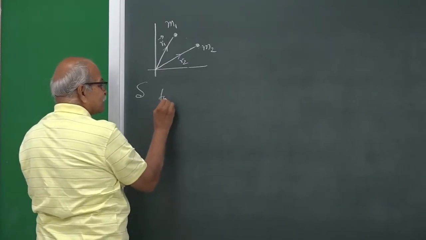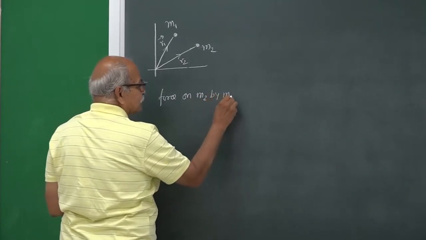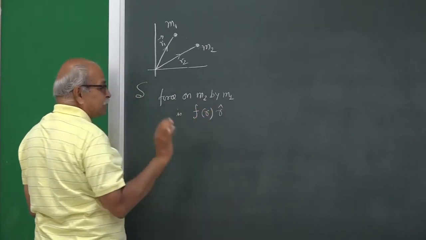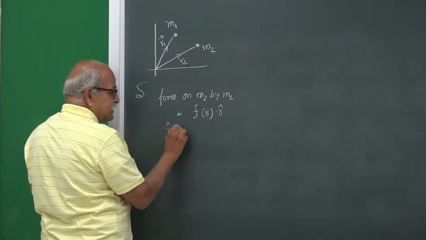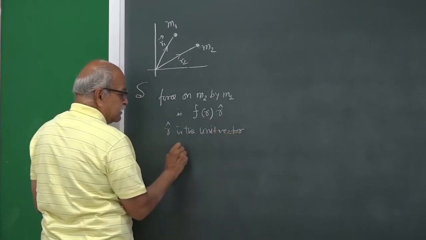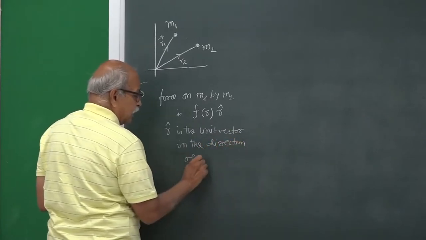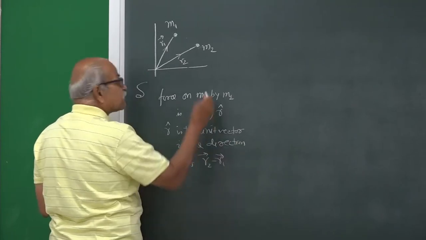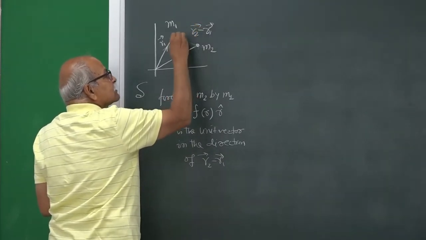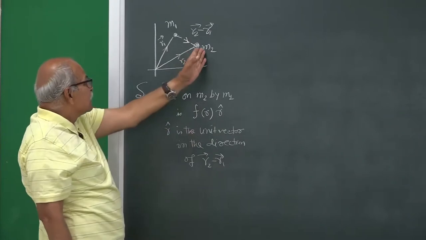So the force on M2 by M1 is F of r in the r cap direction. But now what is the r cap direction? It is the unit vector in the direction of the R2 vector minus the R1 vector. This is that vector, R2 vector minus R1 vector, this vector here. And the force is in this direction. It can be negative, it can be this way or that way.